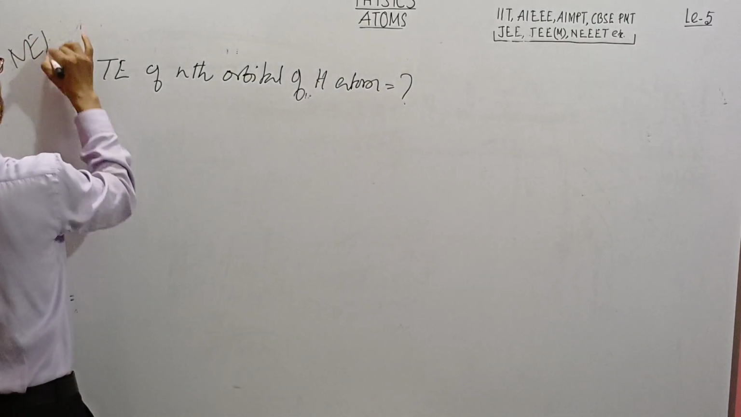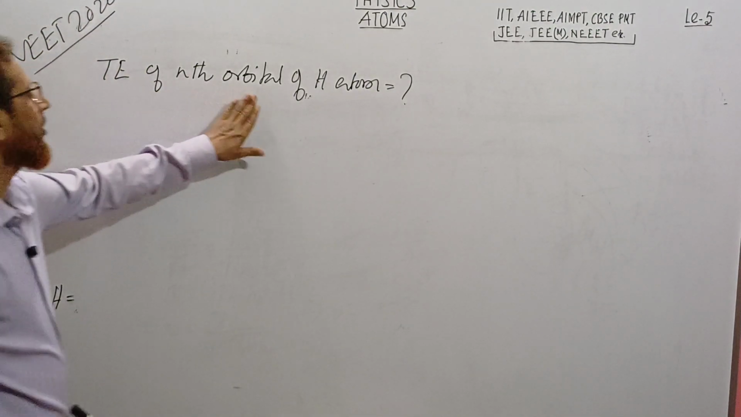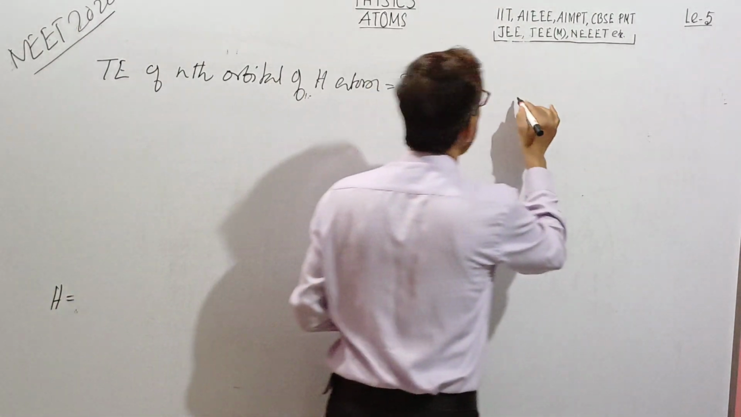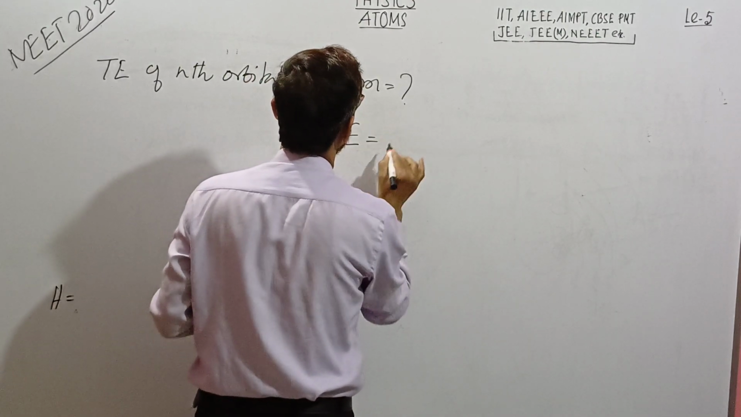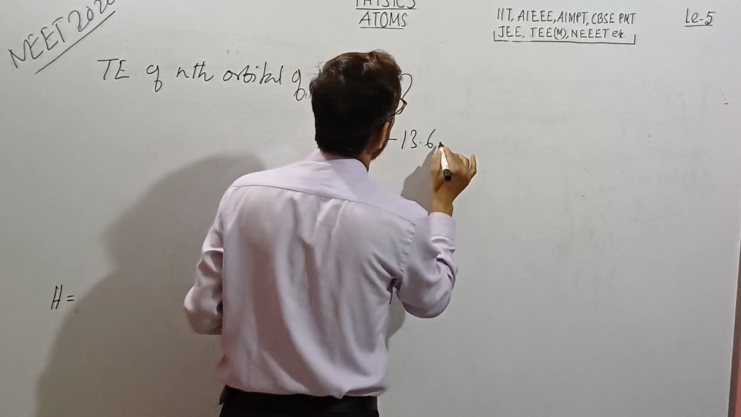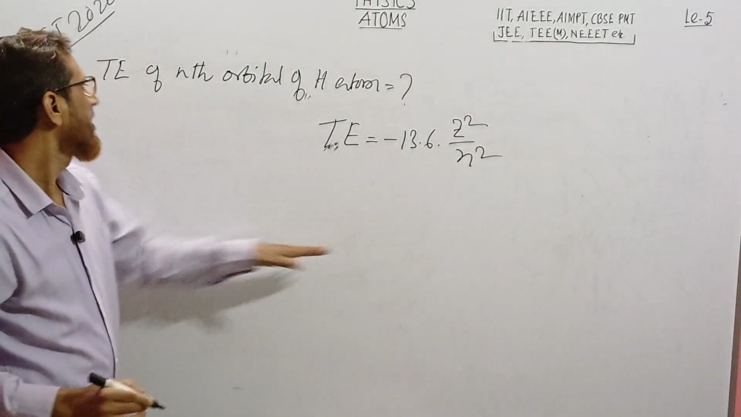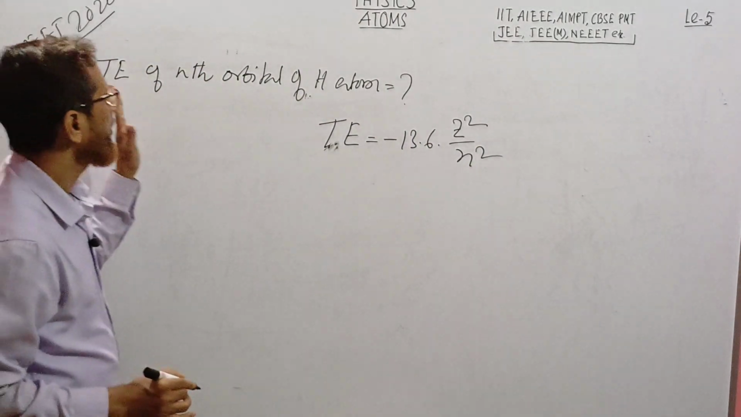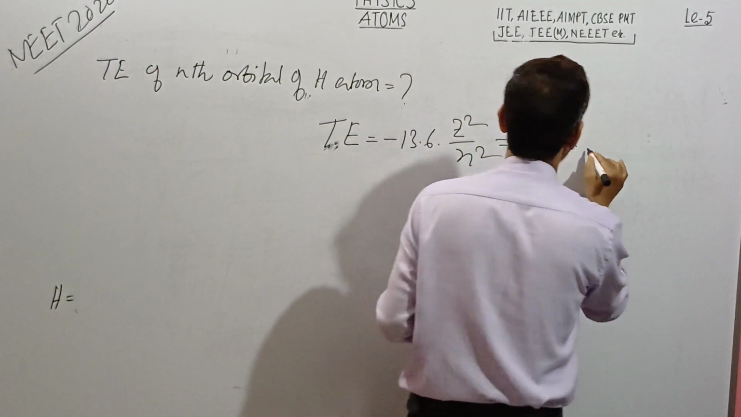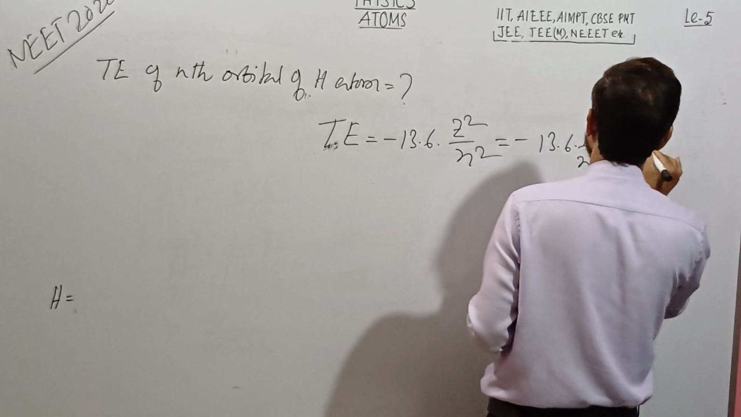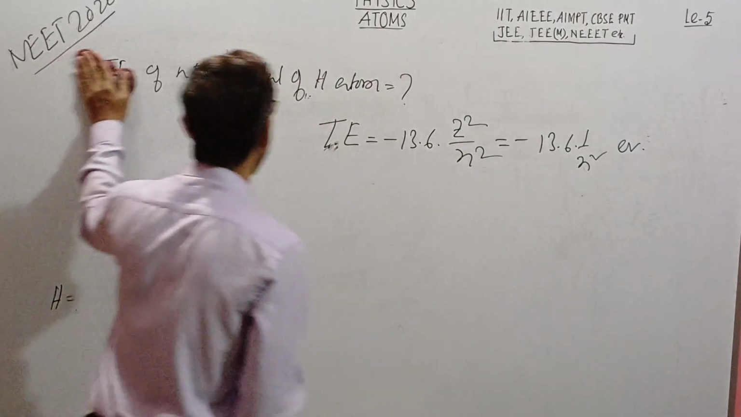The question was asked in NEET 2020. The total energy of nth orbit of hydrogen atom. The formula of total energy is equal to minus 13.6 Z square by n square. At the very beginning, I told you the formula is like this. Since it is hydrogen, so we will take Z is equal to 1. So your answer is this. Nothing to explain. Again, it is very simple.